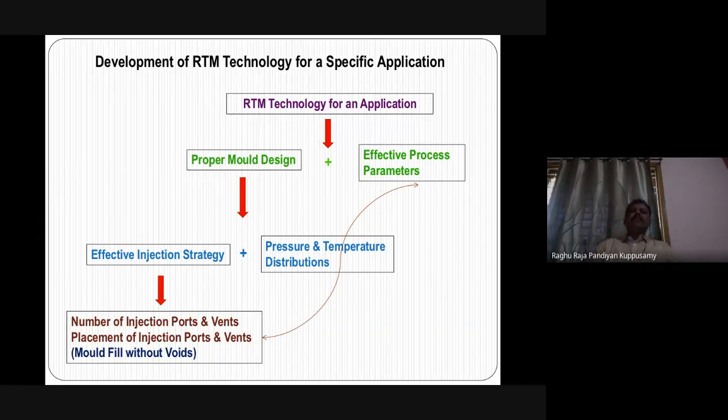When you go for development of RTM technology for a specific composite part, it may be a simpler one or a complex one, irrespective of that. When you want to develop RTM technology, these things are very important. First one is proper mold design, then effective process parameters. When it comes to proper mold design, you should have an effective injection strategy as well as pressure and temperature distributions.